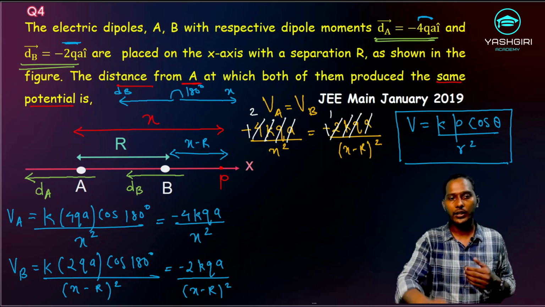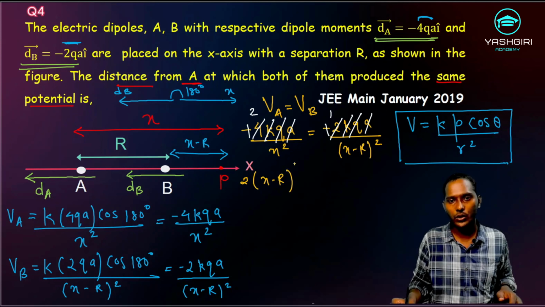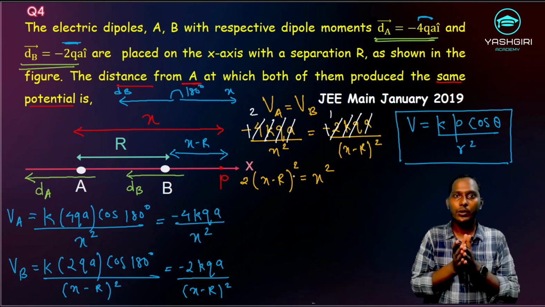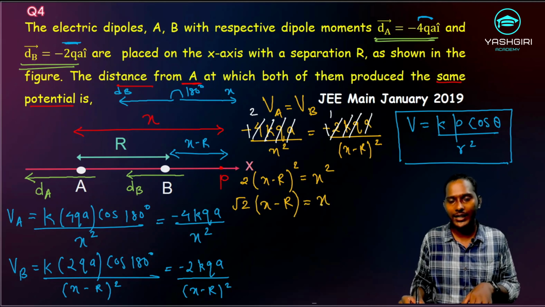So what I'm having now, students, is 2 times x minus r the whole square will be equal to x square. Now I can take a square root on both sides. Taking a square root on both sides, this will give me square root of 2, and inside this it will be x minus r is equal to x. I'm interested in x. Just open it up, students: square root of 2 x minus square root of 2 r will be equal to x.